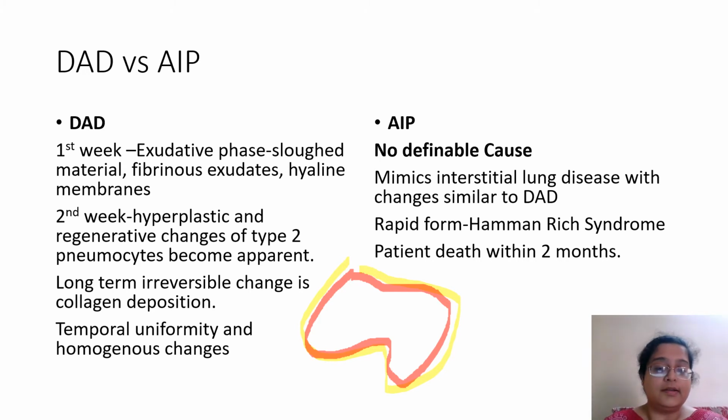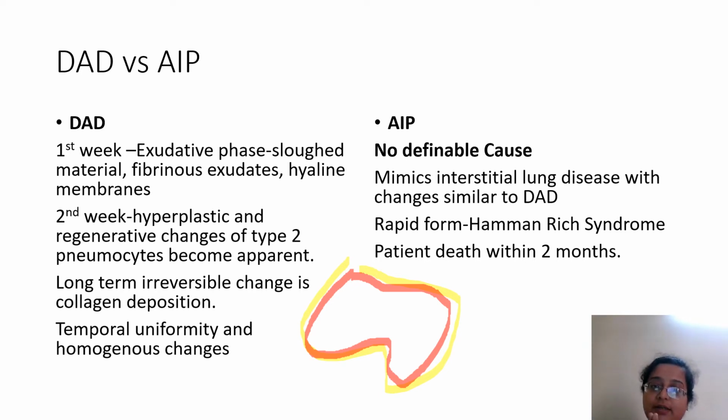Okay. There's something called temporal uniformity and homogeneous changes. You'll see this a lot in benign lung lesions. It means that from the pleura to the center, the entire parenchyma of the lung has uniform changes throughout. Okay. It is in a particular way that first the vessels go, the interstitium goes, then the alveoli go, and this change is uniform throughout. It is not patchy, that somewhere it is normal and somewhere it is uniform. So that is temporal uniformity and homogeneous changes.